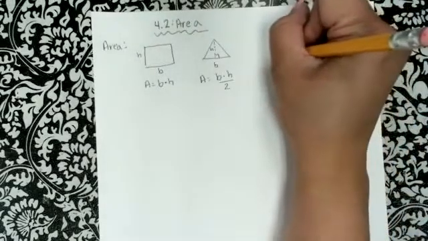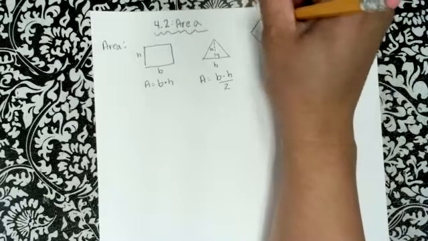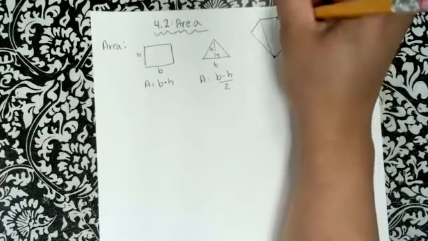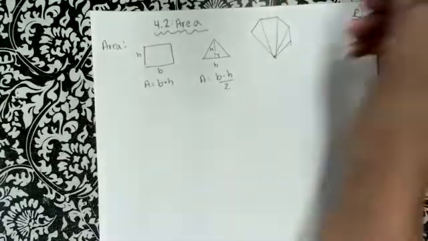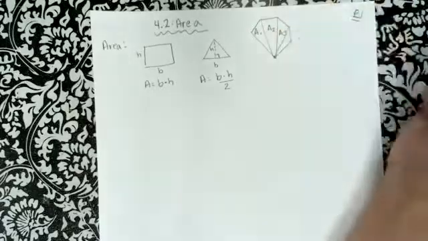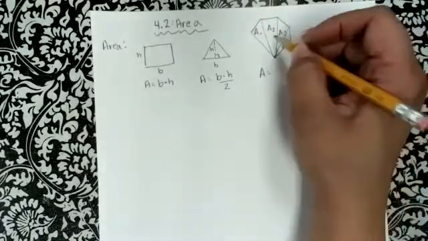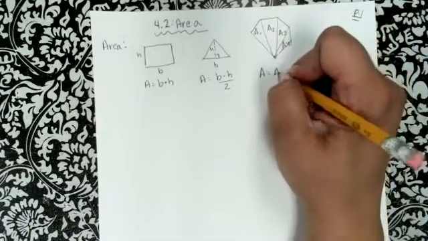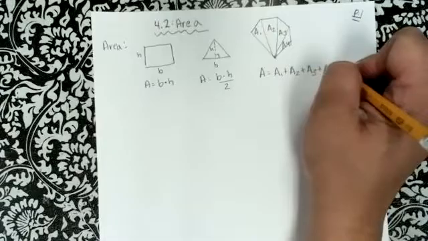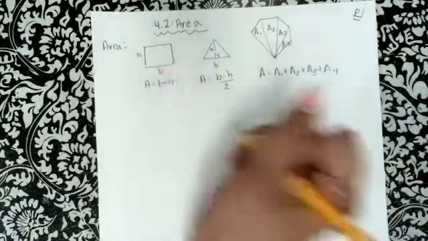If we have a shape, something like this, and if I tell you that this is area 1, this is area 2, this is area 3, and this is area 4, if I ask you for the total area, you just add up the 4 areas. It's area 1 plus area 2 plus area 3 plus area 4, and that will give you the grand total of the area. So let's keep that in mind.